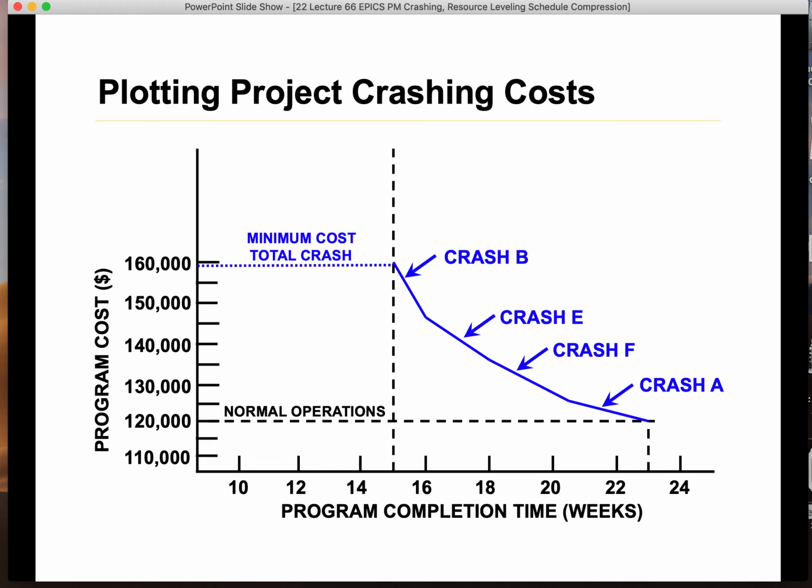So if you wanna crash it totally, like let's say you have money and you wanna do everything you can, the minimum cost to totally crash is around $160,000. Okay, what's your saved time? You can save, I believe, from 23 weeks all the way to 15, which is 8 weeks.